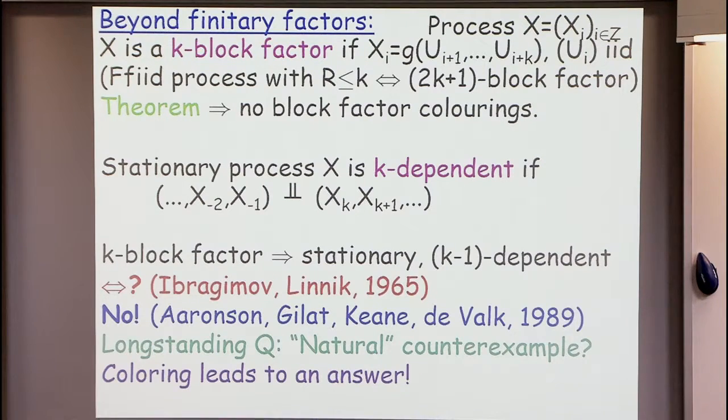So the theorem tells you in particular there are no block factor colorings on Z, because you have to have at least this tower function tail. You certainly can't have R bounded. Now, there's another definition, though.